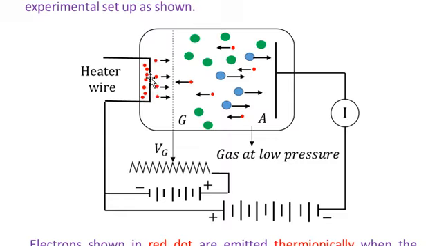So these are the thermionically emitted electrons, and since the cathode is at a negative potential, it will push the electrons away from its surface. So the electrons will be scattered away from the cathode surface.